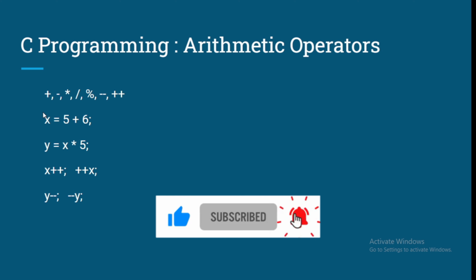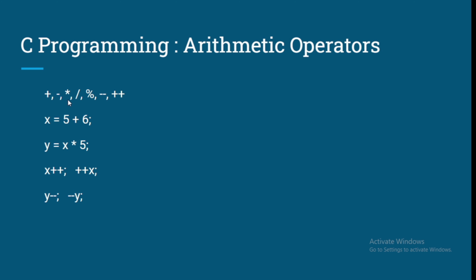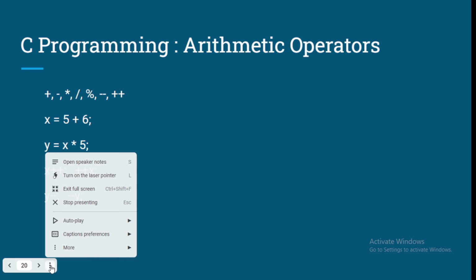So we use them for addition, subtraction, multiplication and division, and we have the percentage sign for the modulus, and minus minus is the decrement operator, plus plus is the increment operator, right? So in the increment and decrement operators, you can see the example here, right?